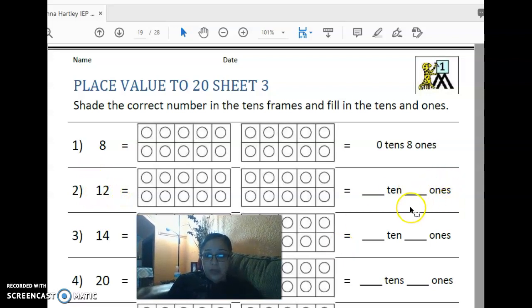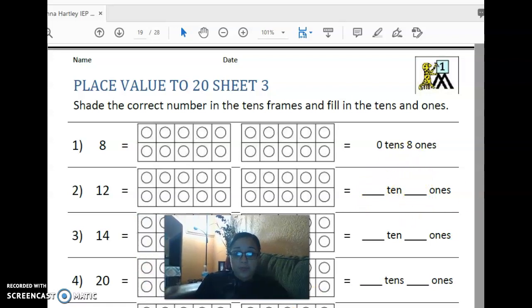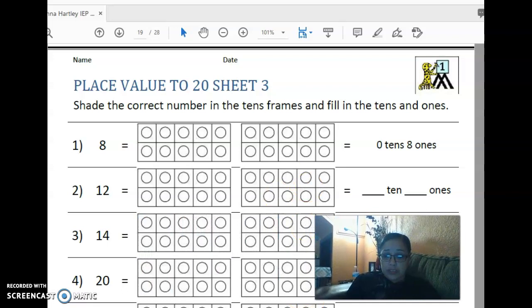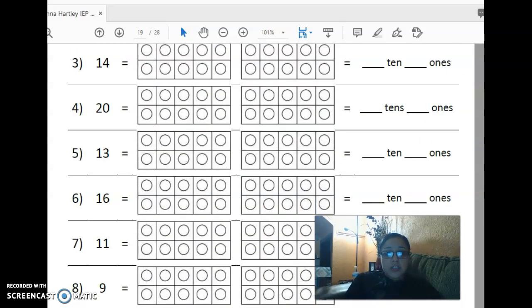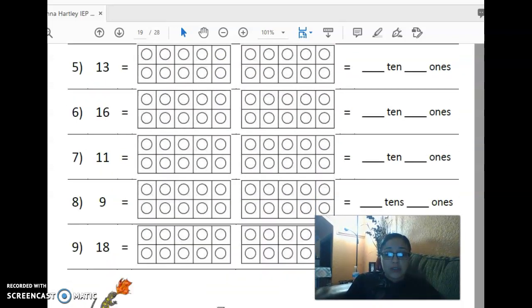So what number goes here? In your tens place, you will put number 1. In the ones place, you would put number 2. And you're going to do that for the rest of the worksheet. Once you are done, you are going to take a picture and submit it for a grade.